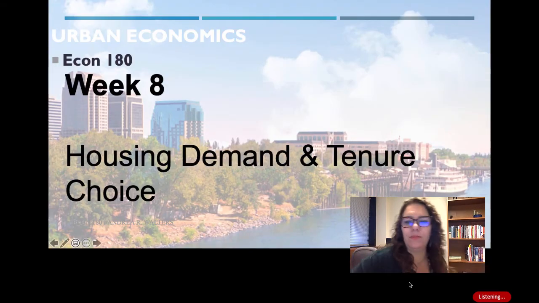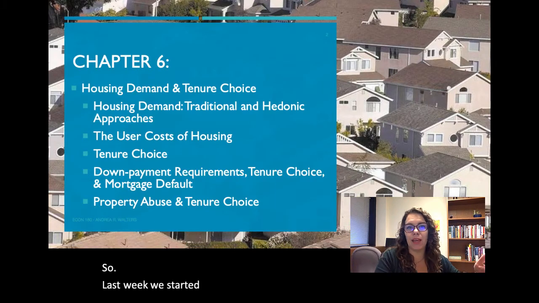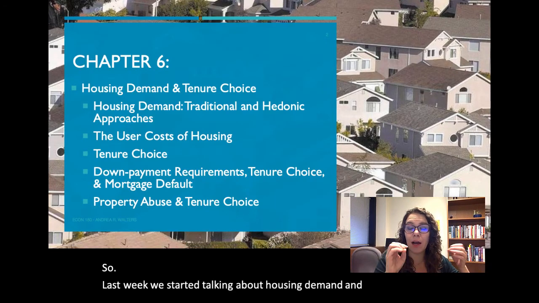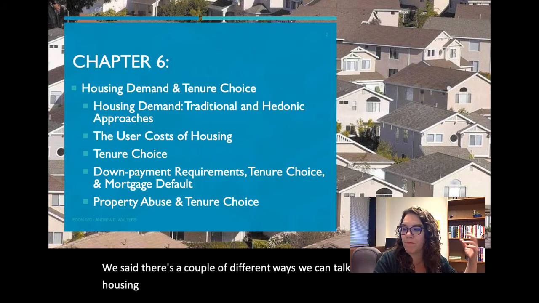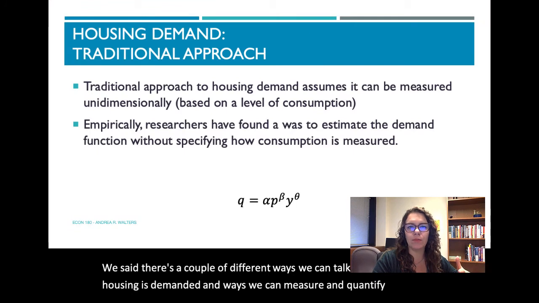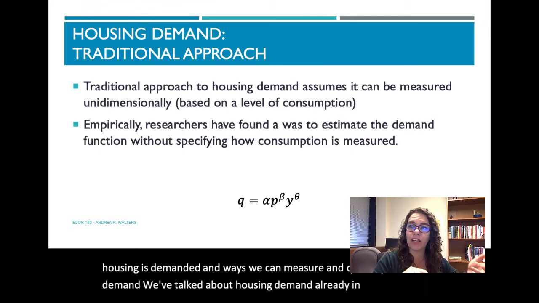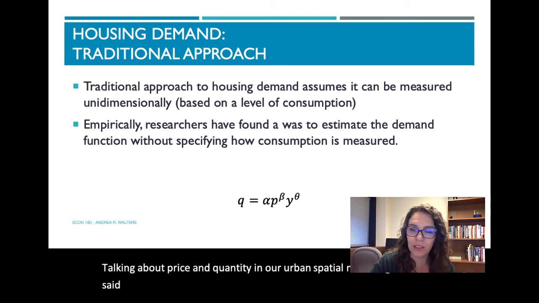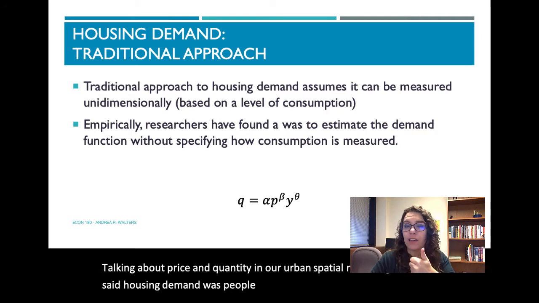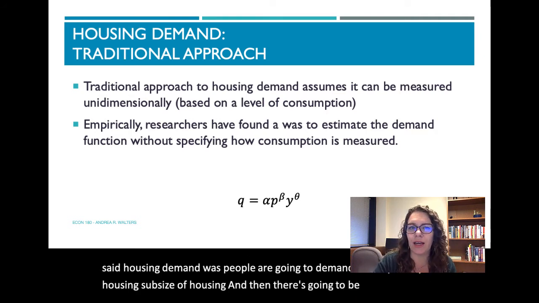Okay. So last week we started talking about housing demand and tenure choice. We said there are a couple of different ways we can talk about how housing is demanded and ways we can measure and quantify that demand. We've talked about housing demand already in class, right? Talking about price and quantity in our urban spatial model. We said people are going to demand some quantity of housing, some size of housing, and then there's going to be some price associated with that.